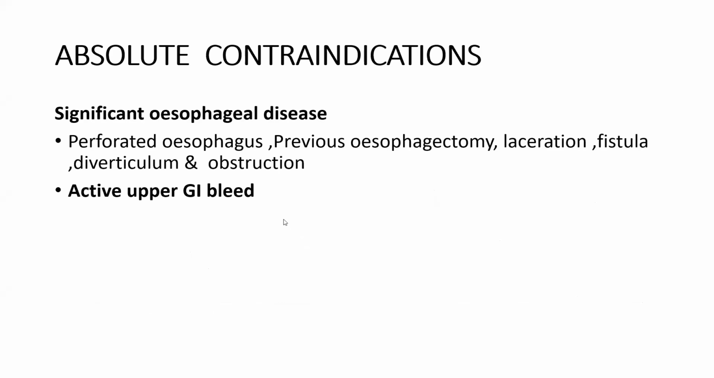This is one of the questions that they always bring up in the exam. What is the absolute contraindication for TEE? Absolute contraindication: any pathology in the esophagus, any perforation, any laceration, fistula, diverticula, obstruction, because whenever you have this pathology, when you put your probe and push it against resistance, it will cause trauma. So it should go smoothly.